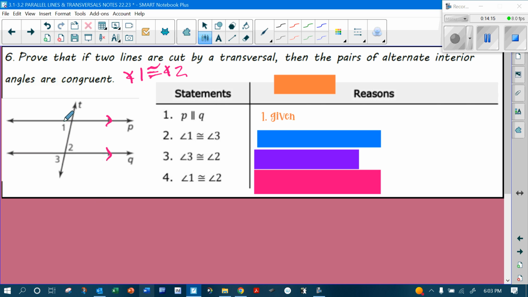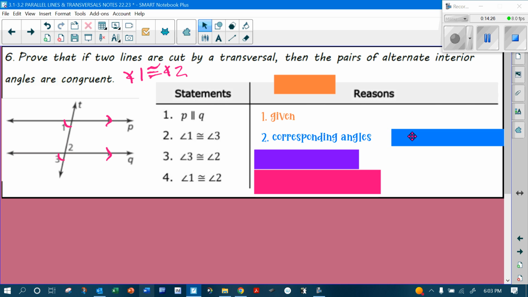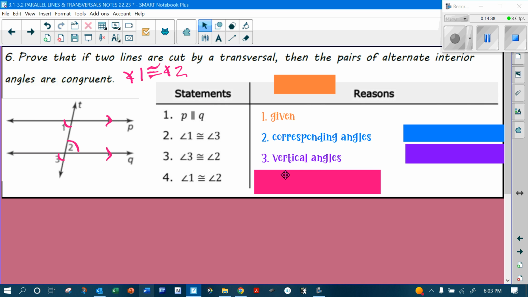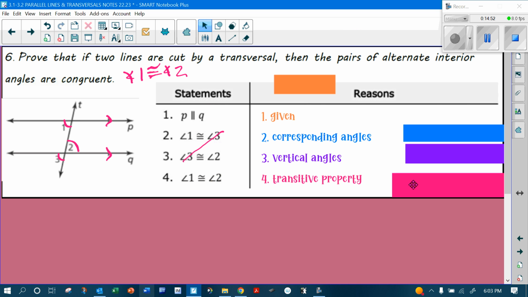So I'm going to start here. I know that angle 1 and angle 3 are equal to each other because they are on the same side. One's in, one's out. They're both in the lower left corner. So they're corresponding. Now I also know that 3 and 2 are congruent to each other because they're vertical. Okay, so 2 and 3 are vertical angles. So if 1 is equal to 3 and 3 is equal to 2, those two cancel, leaving me with 1 is equal to 2 by the transitive property.